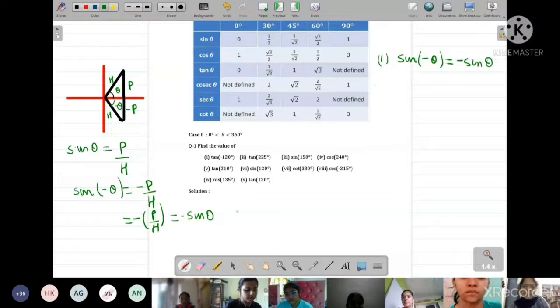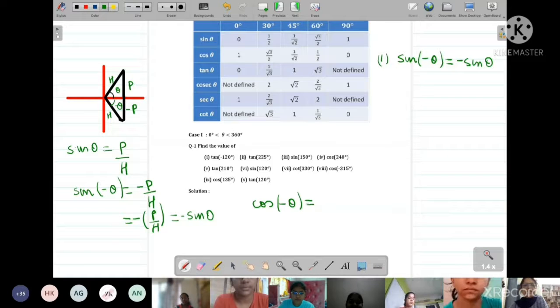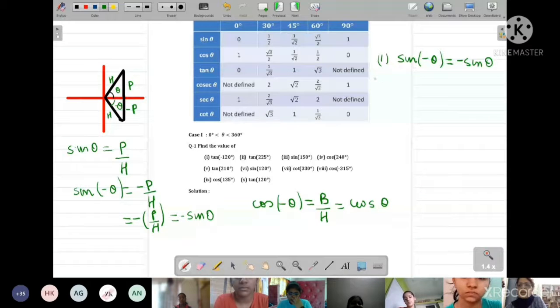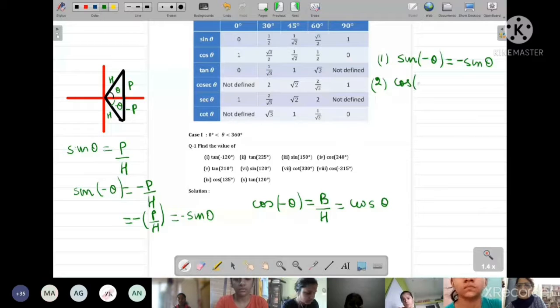Yes, ma'am. Okay. Similarly, if I do the cos of minus theta, see from the figure. Cos minus theta. Base is the same for both the triangles, whether it is lying in the first quadrant or second quadrant, yes or no? So base is the same. So in this case, it will be base upon hypotenuse, which is the same as cos theta. So now the second result is cos of minus theta will be equal to cos theta.